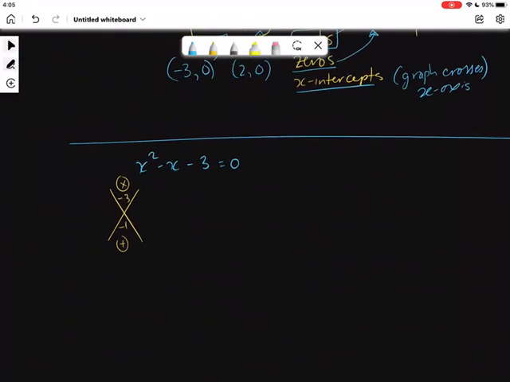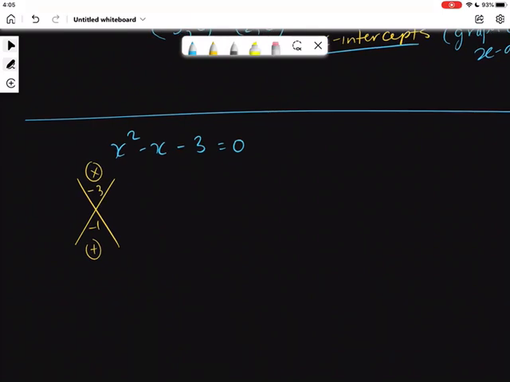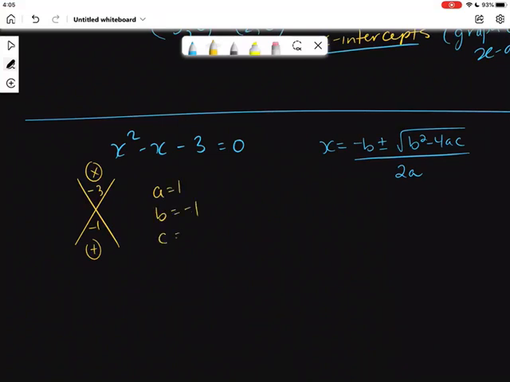Okay, so here, this is when I would use the quadratic formula. So I can use the quadratic formula here, no big deal. So remember what the quadratic formula says. It says that x equals negative b plus or minus the square root of b squared minus 4ac, and I'm going to divide the whole thing by 2a. So in this example, a is equal to 1, b is equal to negative 1, and c is equal to negative 3.